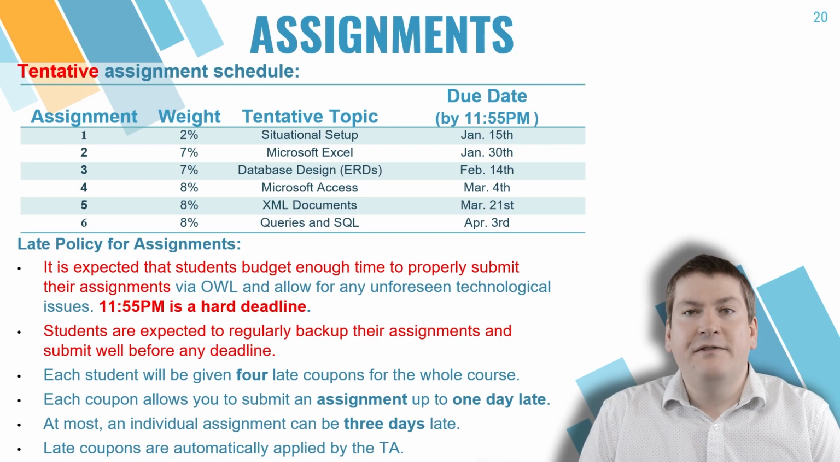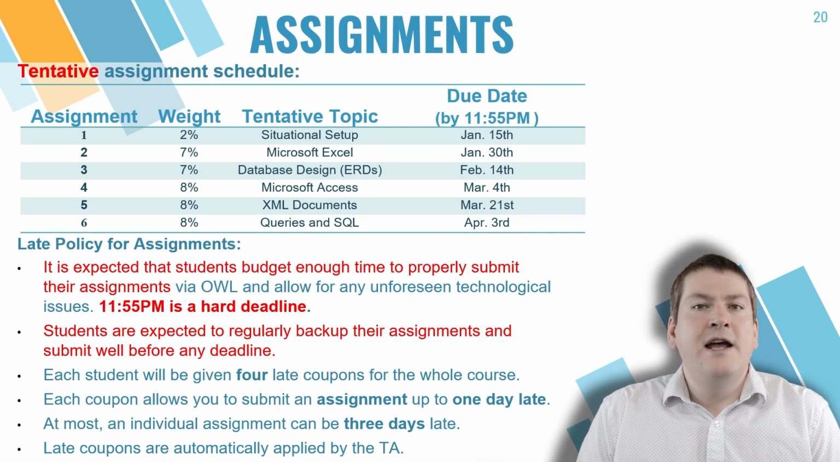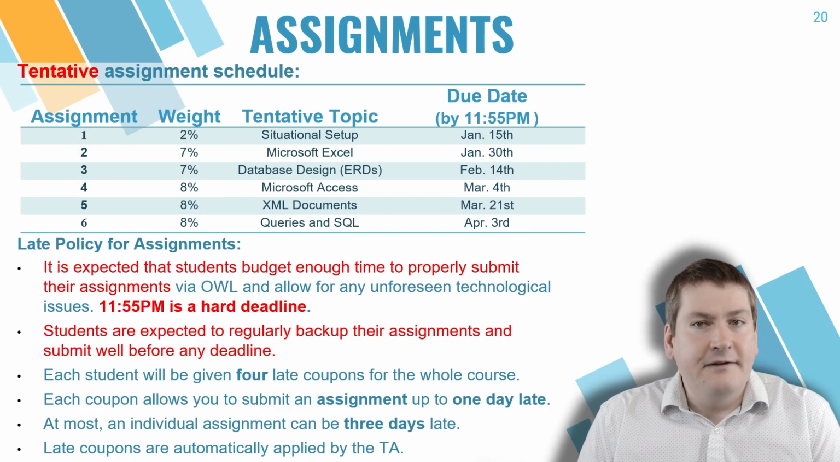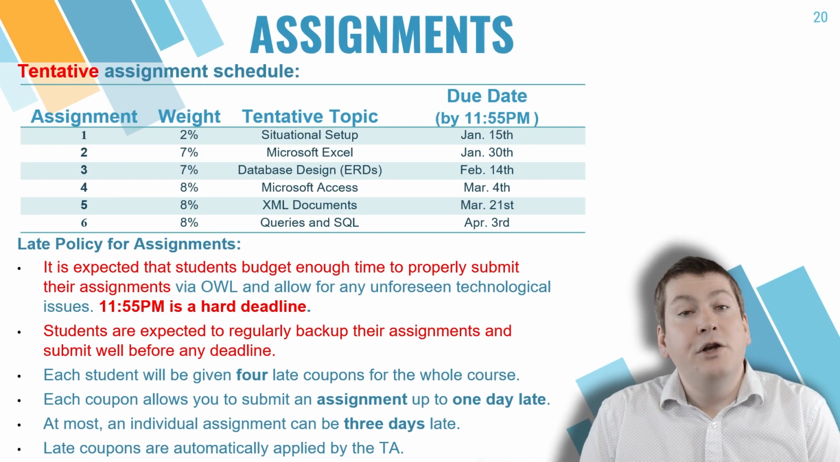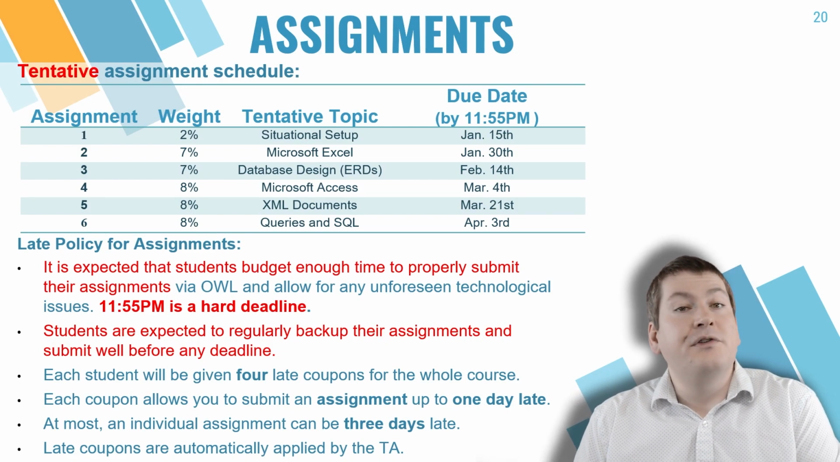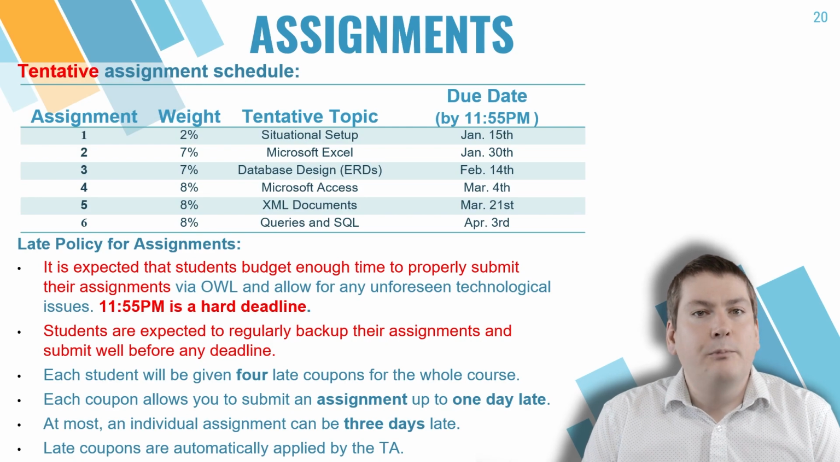So for example, if an assignment was due on January 8th at 11:55 p.m., and you used 1 late coupon, the new due date would be January 9th at 11:55 p.m. If you used 2 late coupons, the new due date would be January 10th at 11:55 p.m., and so on, but you wouldn't have those 2 late coupons to use on future assignments. So it is up to you to manage these late coupons correctly.